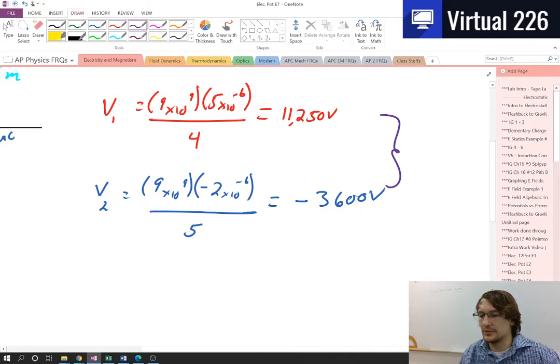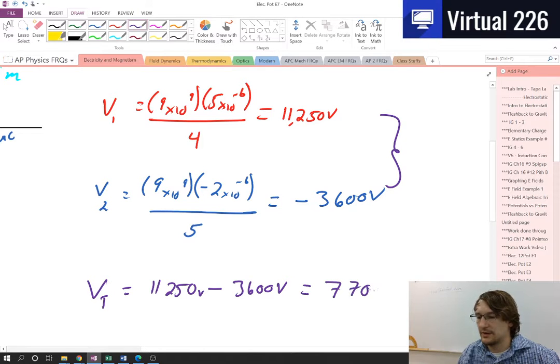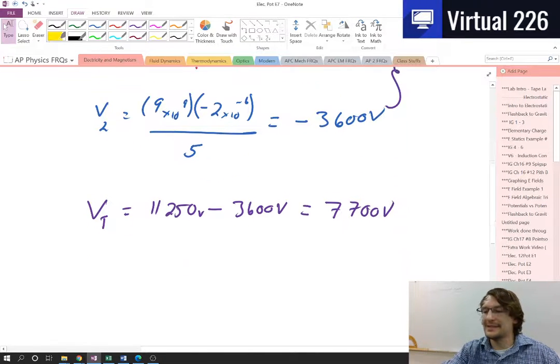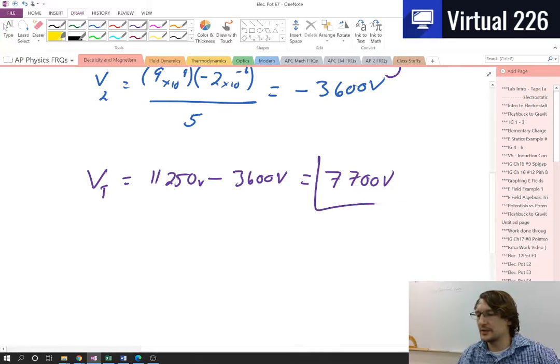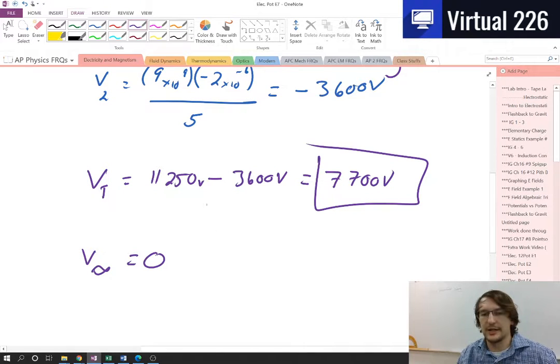And now we have just the simple task of putting them together. Let's just sum these to get our total or net voltage. So that's 11,250 plus the negative, so minus 3,600 volts. These are all volts. And we get here 7,700 volts. And that is the final answer there, simply because we are comparing this to an infinite distance away. Remember, the voltage at infinity is equal to 0, so the difference, 7,700 minus 0, is still 7,700, okay?